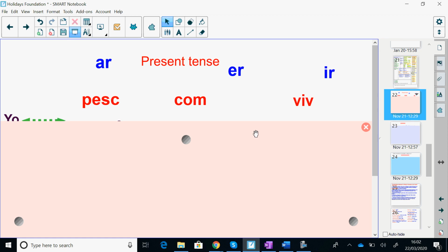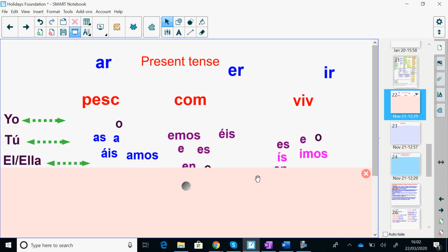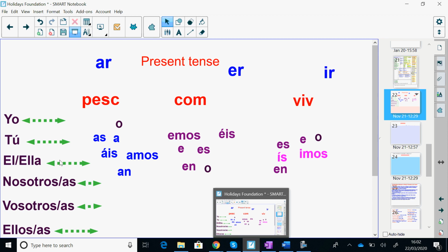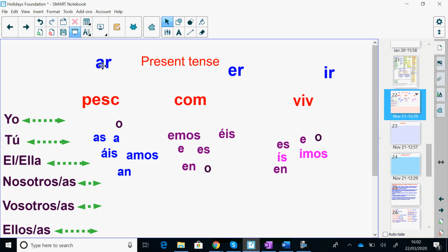All right. We come here. We're going to look at those endings little by little. So let's look first at the endings for AR verbs. I said this is my verb, to fish. I take that off. And for yo, which means I. Okay. Yo means I. I'm going to write it down here.